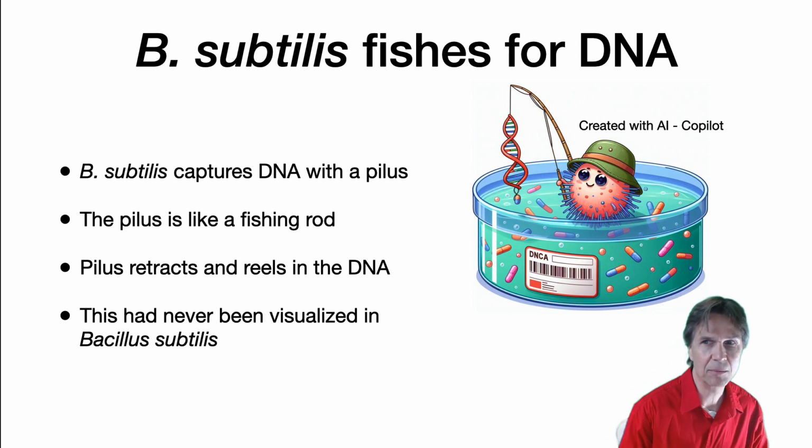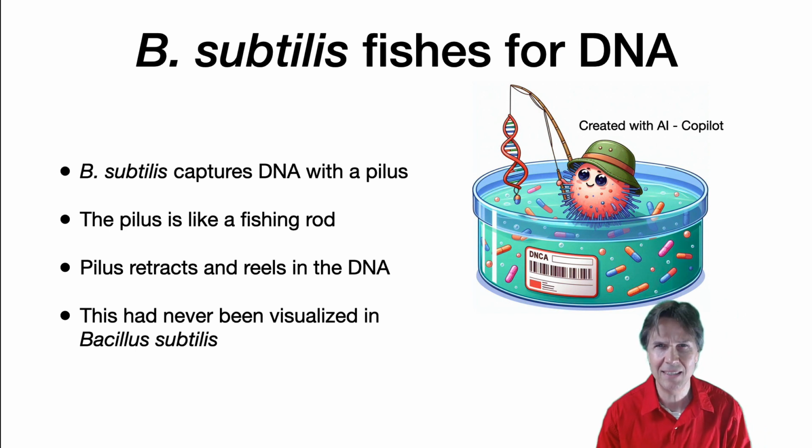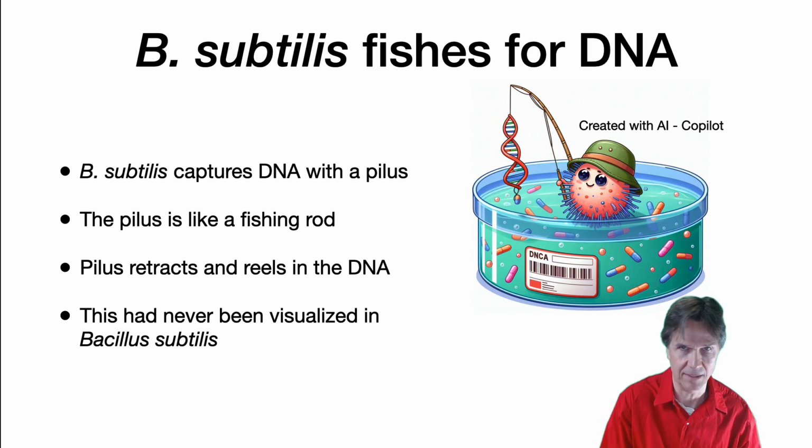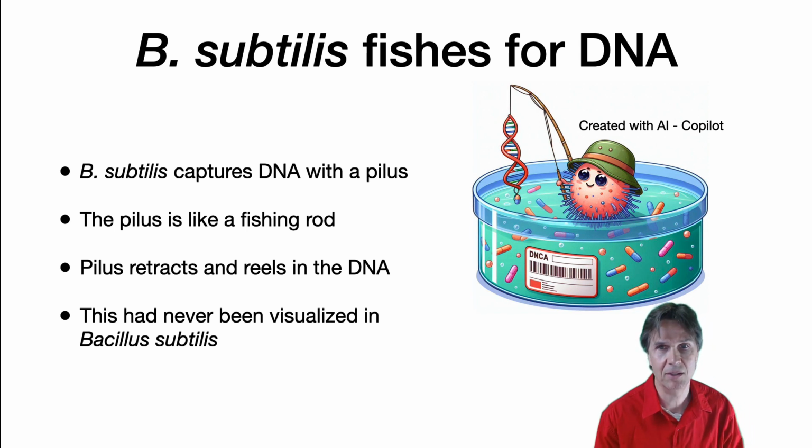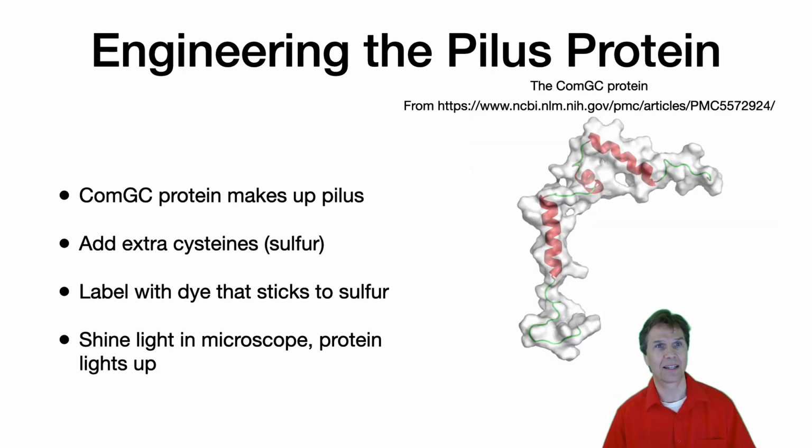Scientists have worked out the mechanism of transformation in detail, but surprisingly, the pilus in action has never been visualized in Bacillus subtilis. Detecting it is no easy problem, and Professor Burton's graduate student, Jason Zucchi, used a clever method to label the pilus so that you could see it in a microscope. So what was that clever method?